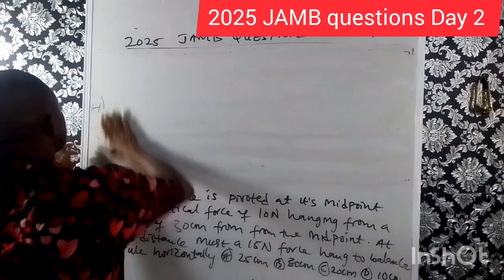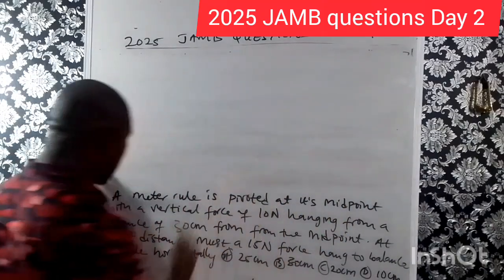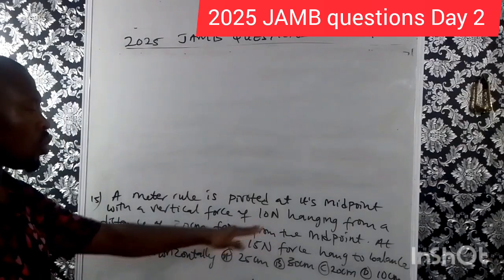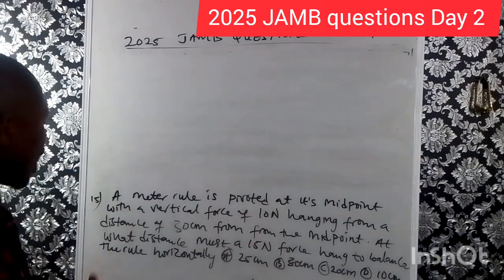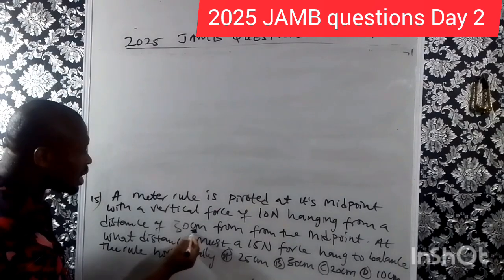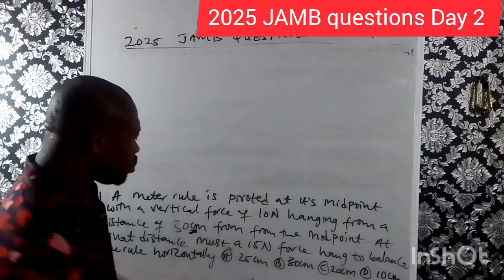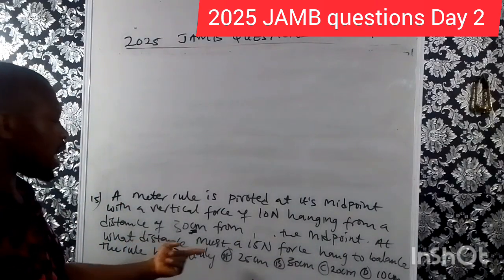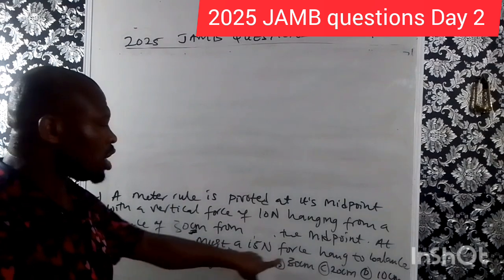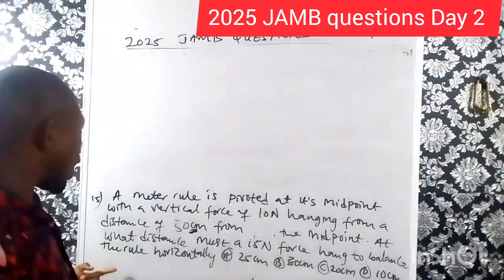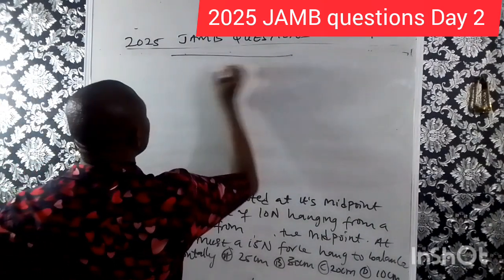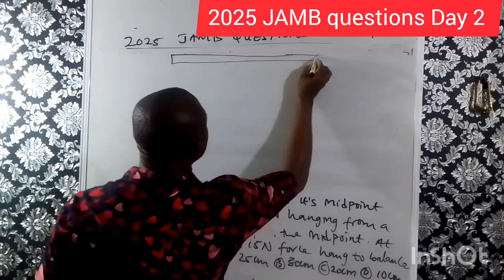Okay, so we have that a meter rule is pivoted at its midpoint with a vertical force of 10 Newton hanging from a distance of 30 cm from the midpoint. At what distance must a 15 Newton force hang to balance the rule horizontally? A, B, C, D.